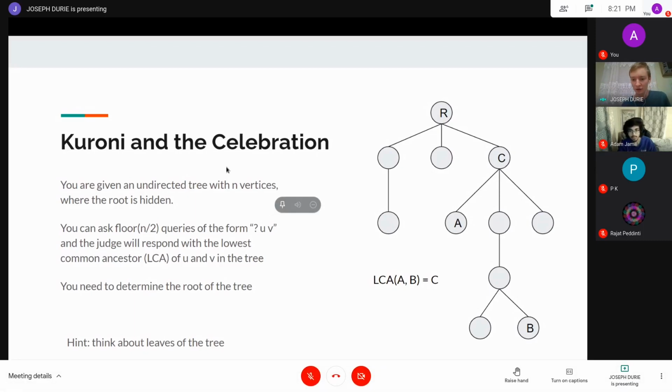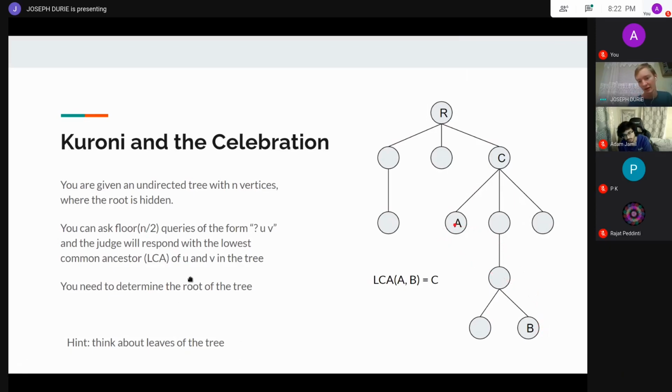Okay. So what Adam is saying is, let's say you query A and B, and you get some vertex C, such that C does not equal A and C does not equal B. Then we know that A and B are both not the root, right? Because if say A was the root, then the LCA of A and B for any B would just be A itself. But if it's C and that doesn't equal A, then we can throw out vertex A. And we can also throw out B because B does not equal C.